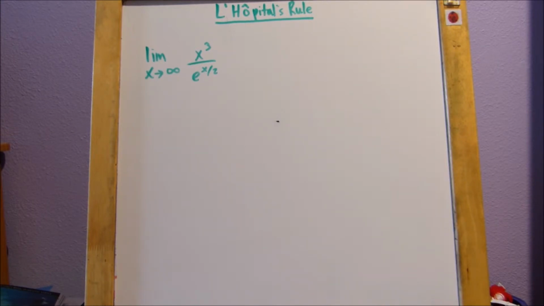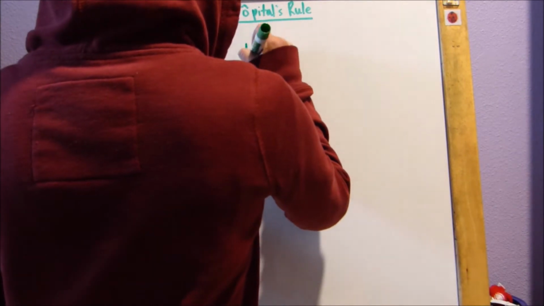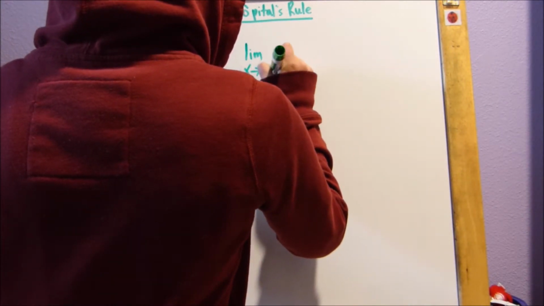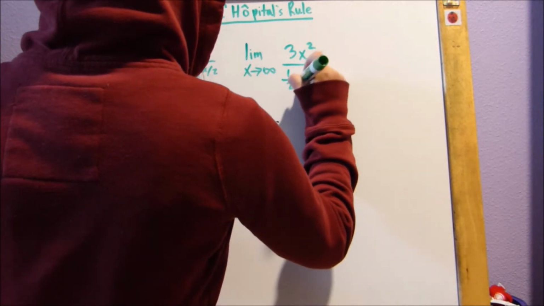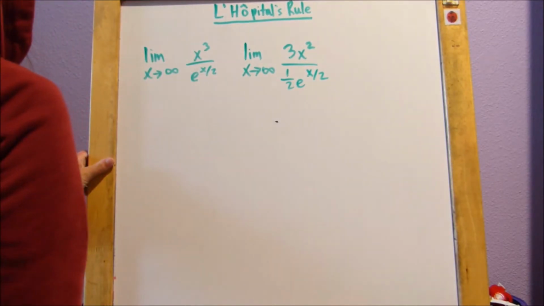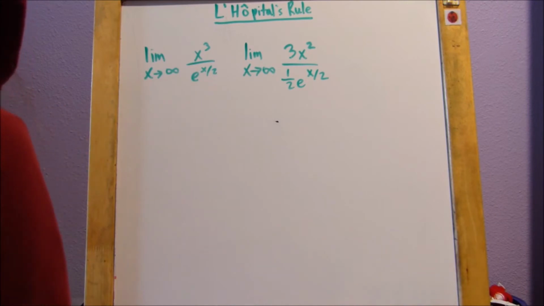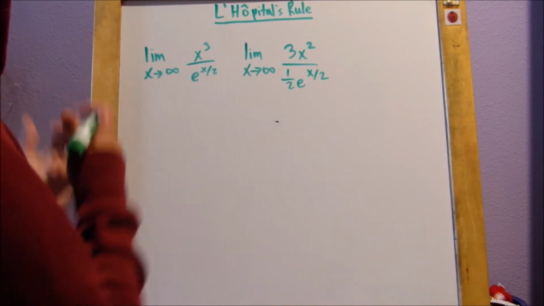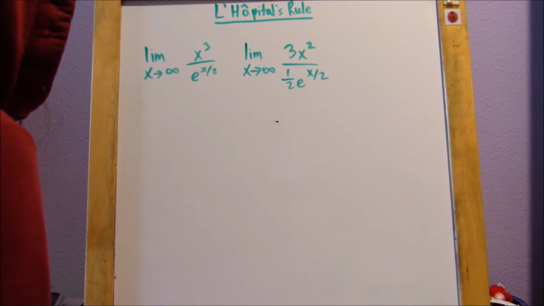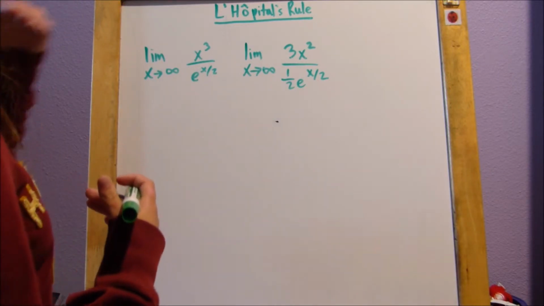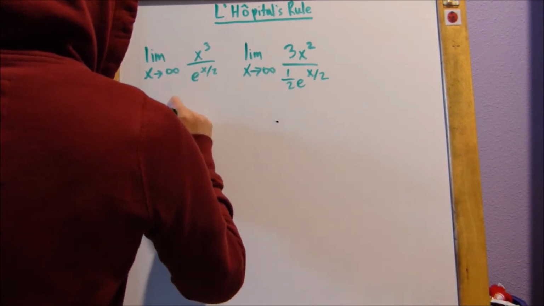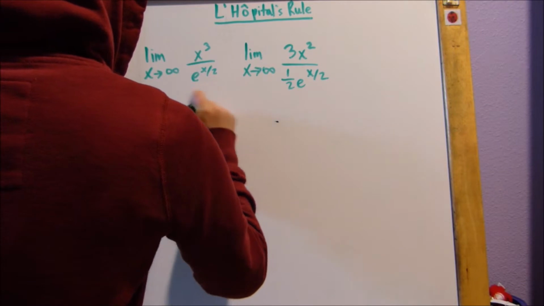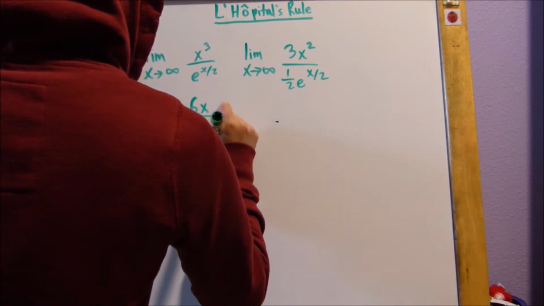So what we have to do is take the derivative. Limit as x approaches infinity of 3x squared divided by 1/2 e to the x divided by 2. But notice here that if you were to plug in infinity into the numerator and the denominator, you would still get the indeterminate form of infinity over infinity. So we're going to have to take the derivative of the numerator and the denominator again. Limit as x approaches infinity, 6x divided by 1/4 e to the x divided by 2.